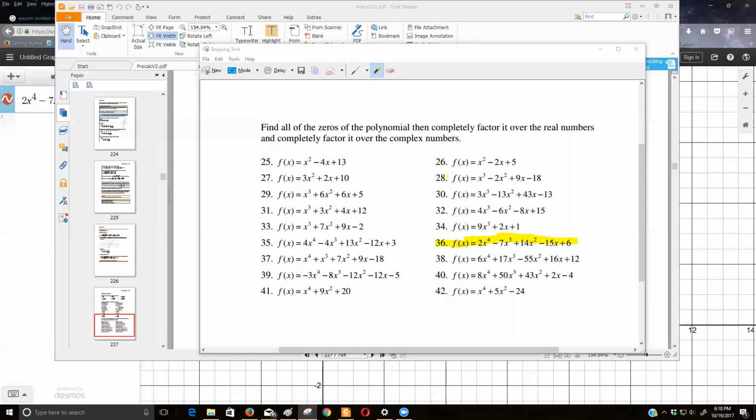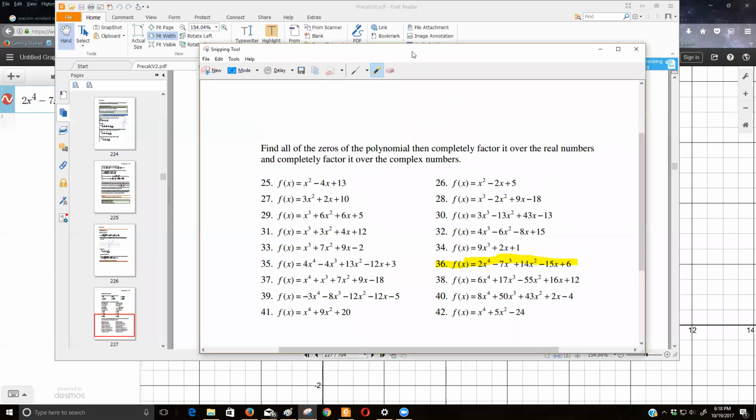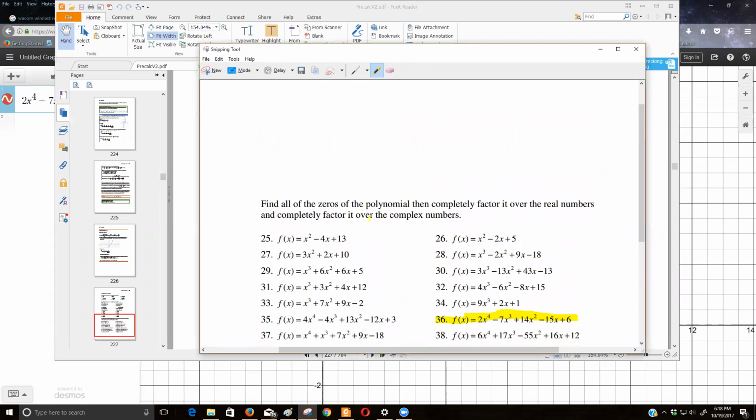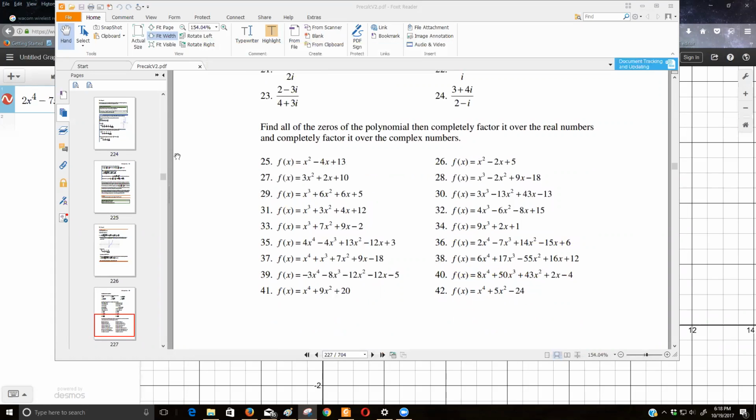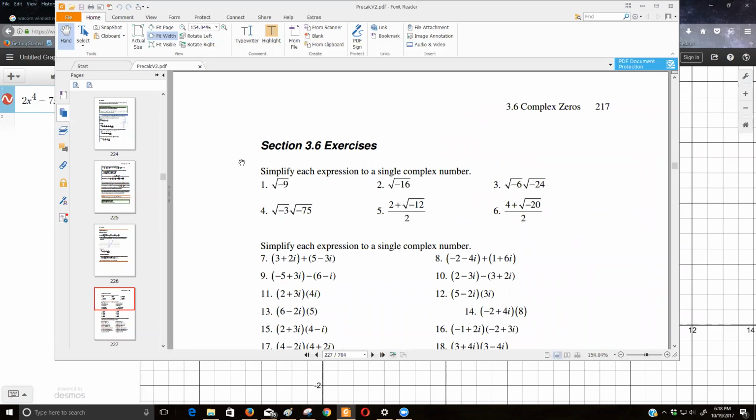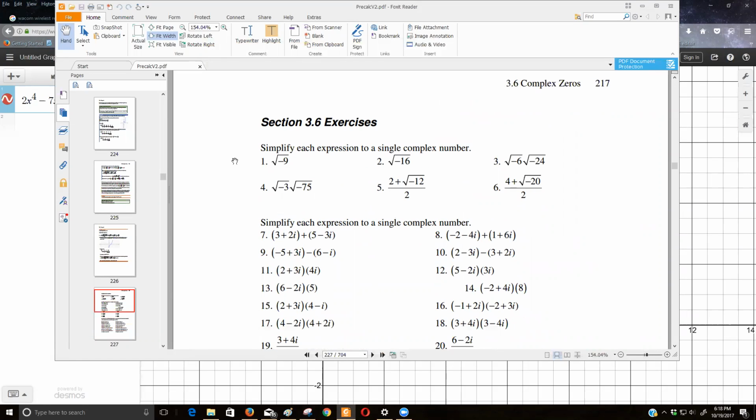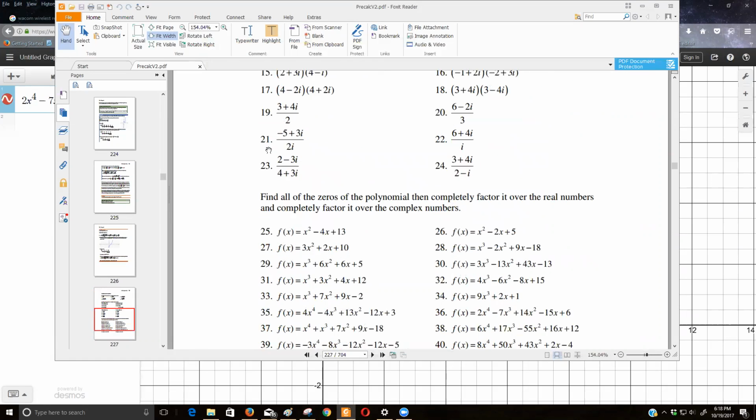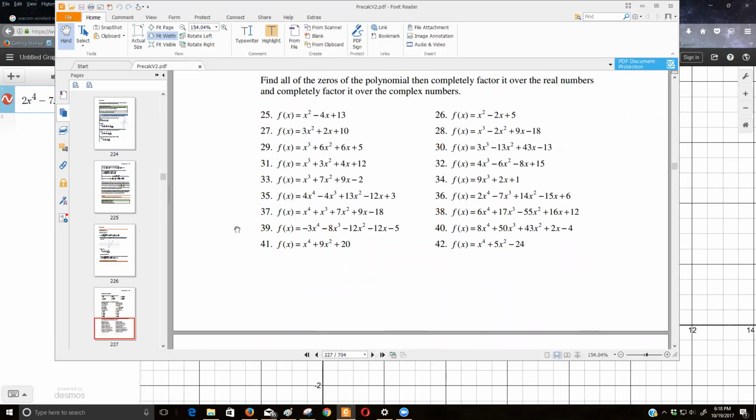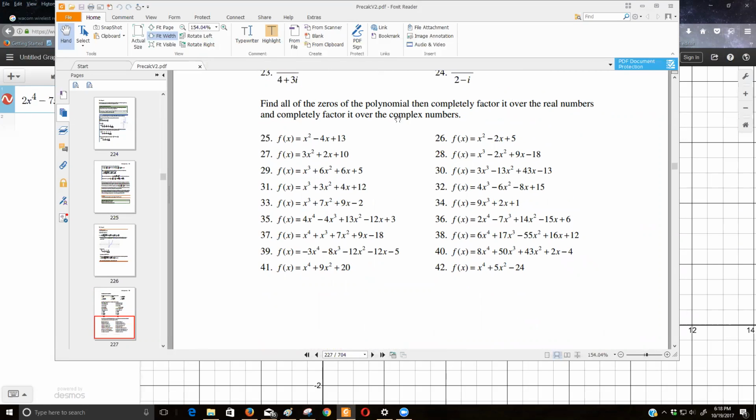Okay, so to do this problem, this is problem number 36, in the complex zero section. In the version 2, I'm sorry, that's the clipped version. Section 3.6 in the second edition. It's also 3.6 in the extended edition. Is it 1.5? So we have to break this out. They're telling us to completely factor it over the real numbers and completely factor it over the complex numbers.